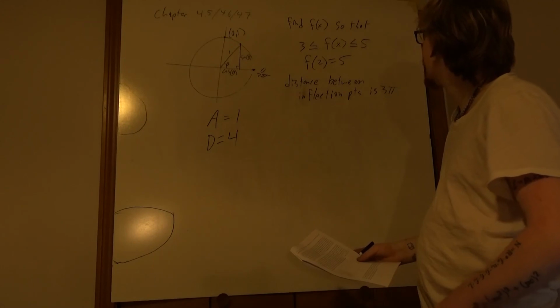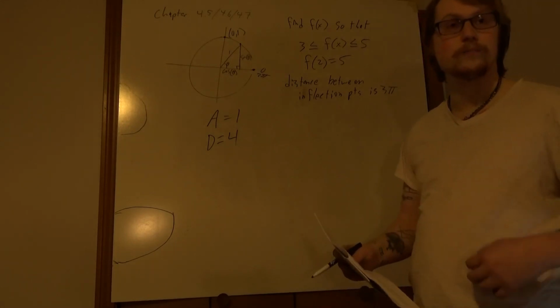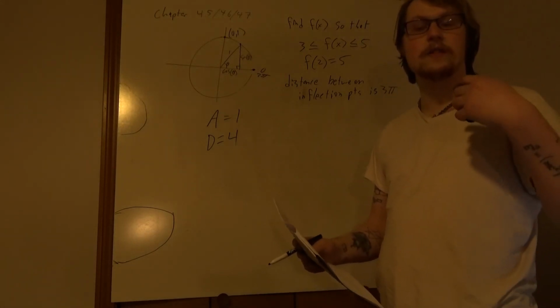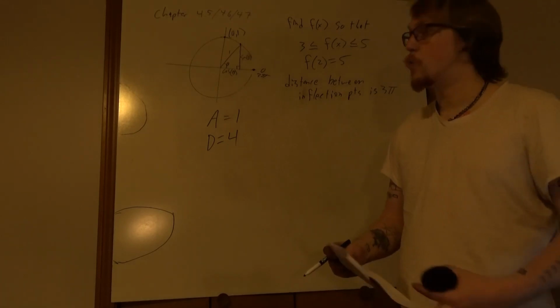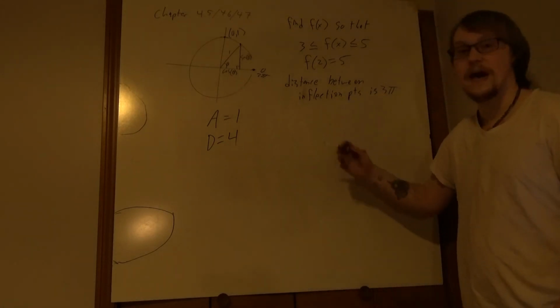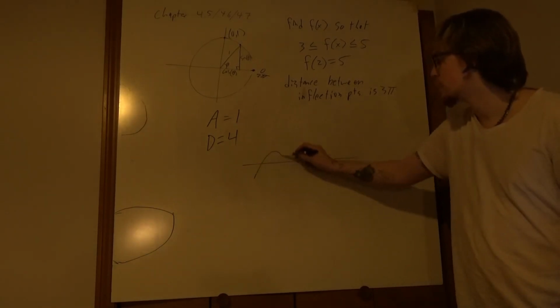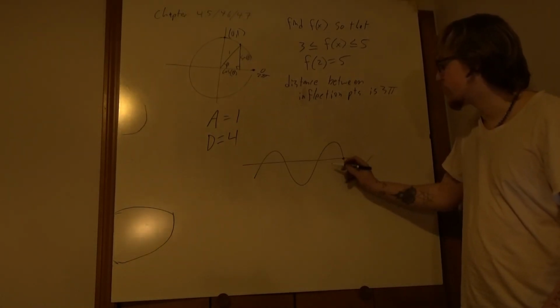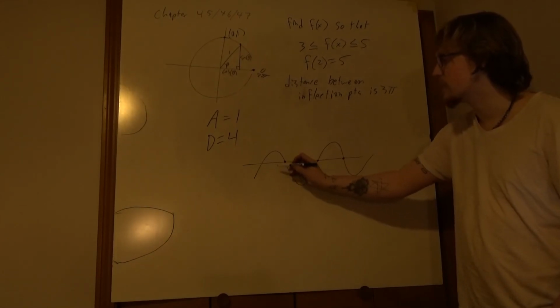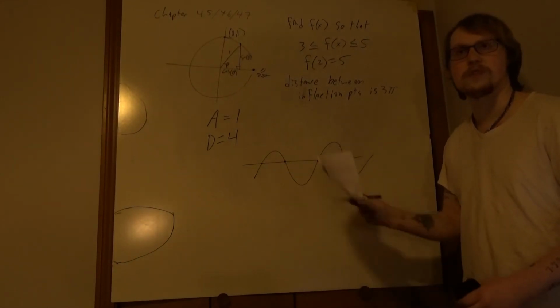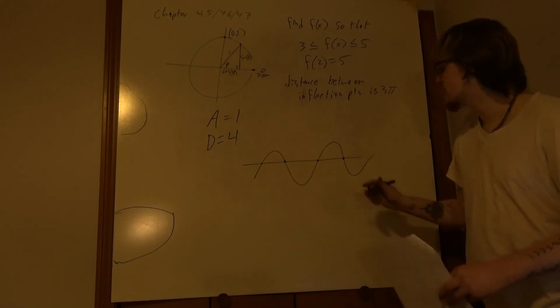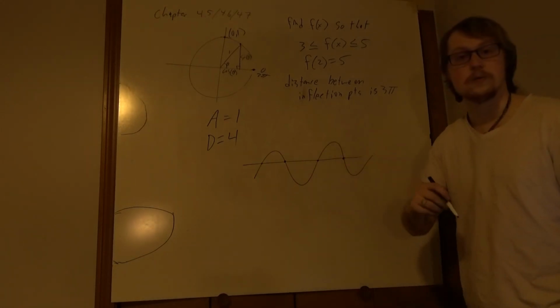Next, we have to figure out the period and the phase, right? So we know if we had a function that wasn't shifted up or down, then the inflection points coincide exactly with the zeros. The inflection points coincide with the zeros.